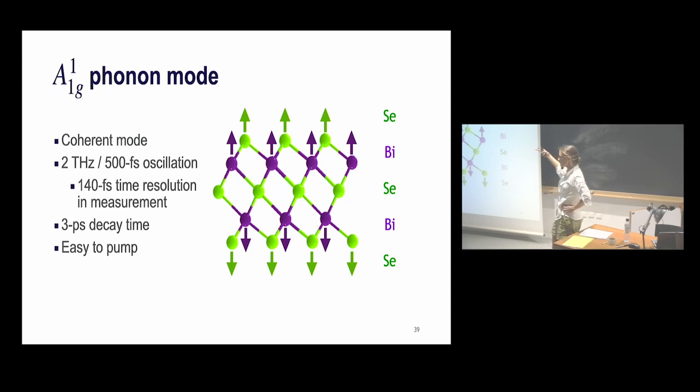So you can pump this above resonance. You get some short-lived transient states, which very quickly decay and dump all the energy into this long-lived coherent mode, which is kind of a breathing mode where the bismuth and the selenium at the top of the layer are moving away from the bismuth and selenium at the bottom of the layer. And this has approximately a 500 femtosecond oscillation, which is well within the time resolution that we can achieve on the beamline.